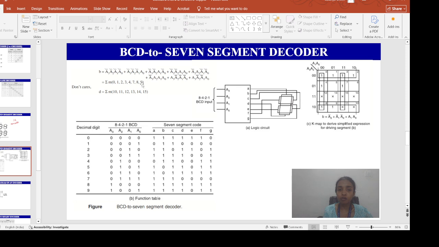So these are your min terms, and for 10 to 15 we have to put the don't care. So you will get the Karnaugh map representation or the simplified form of the Boolean expression. This is how you are supposed to convert BCD to 7 segment. All right. Next we will move on to the next part.